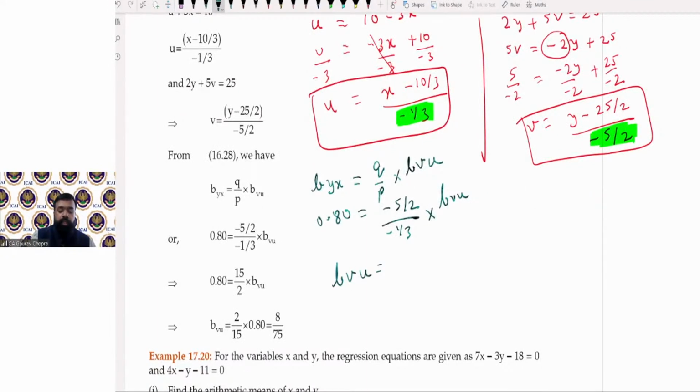So finally, what result is coming to you: 8/75. If you want to find this in decimal, then you are getting 0.1066. So this is the value of b_bu.